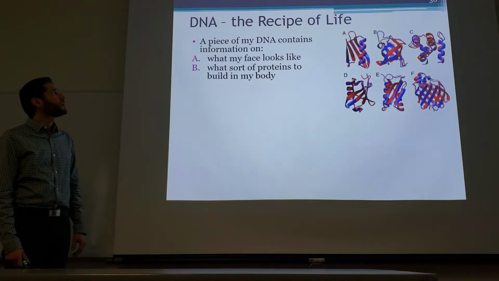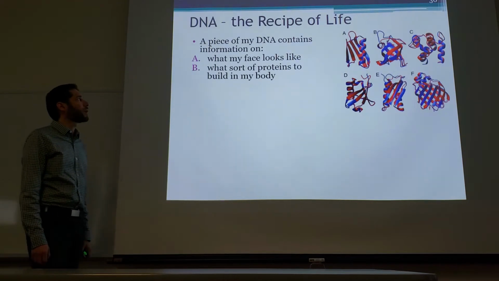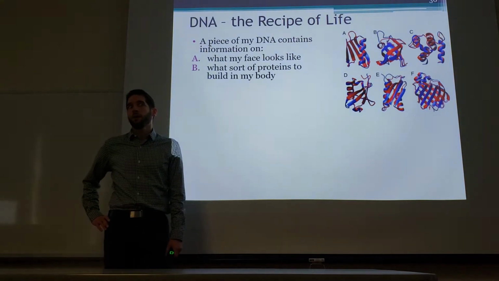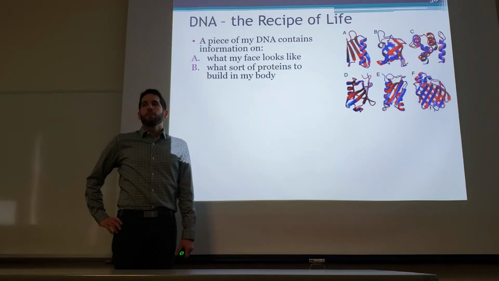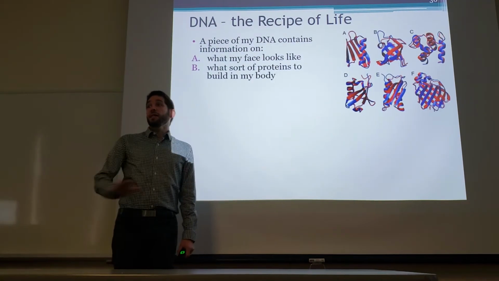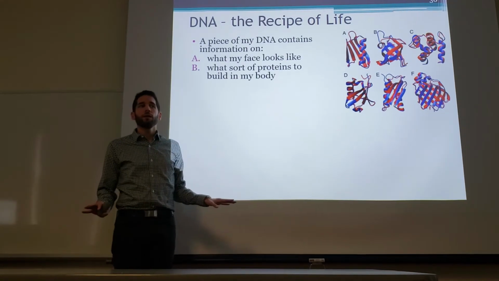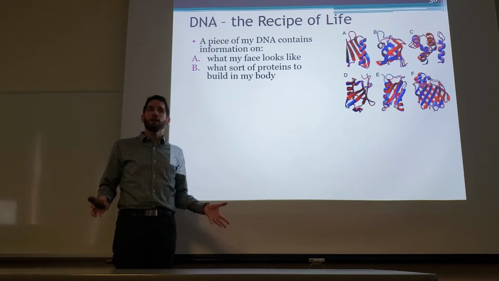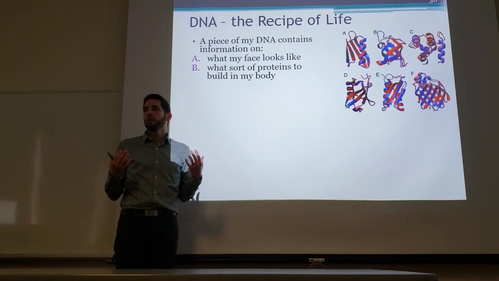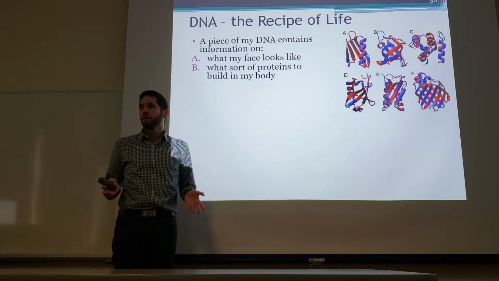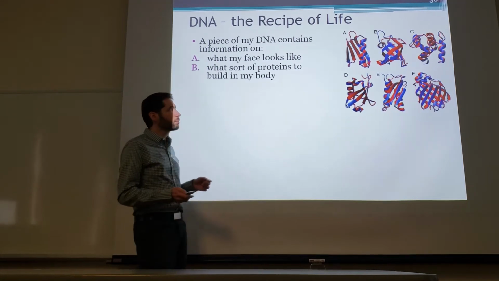So anyway, a piece of my DNA contains information on A, what my face looks like, or B, what sort of proteins to build in my body. And that's it. B, what sort of proteins to build in my body. That's it, right? It's kind of astonishing. It does not say that I have green eyes or whatever. Nowhere in my DNA does it say that. It just says, here's the proteins to make, right? That's it. It's kind of astonishing.